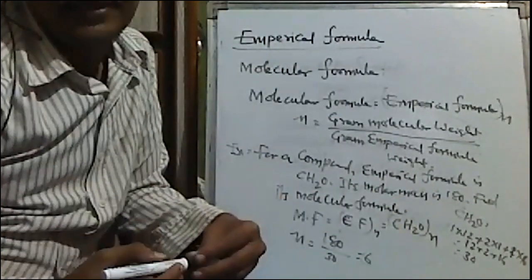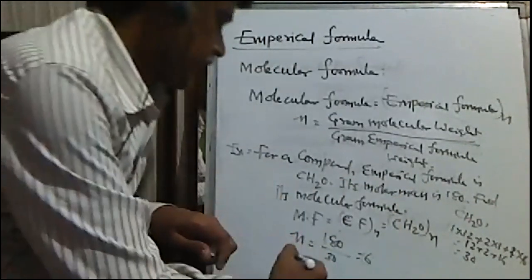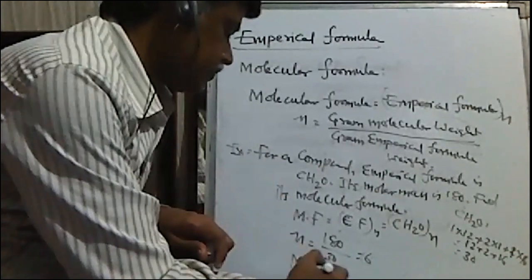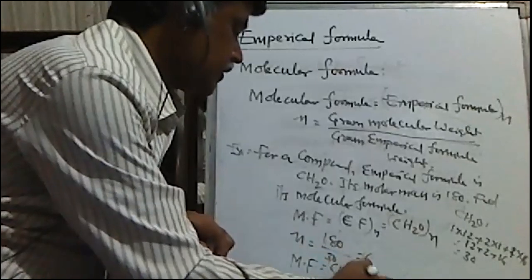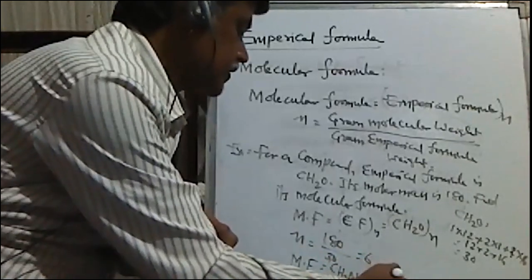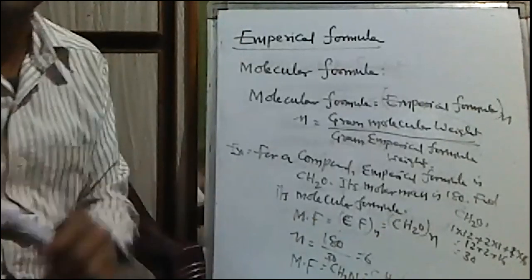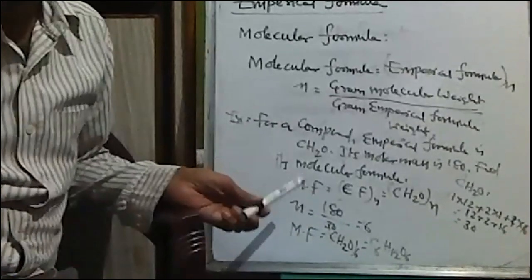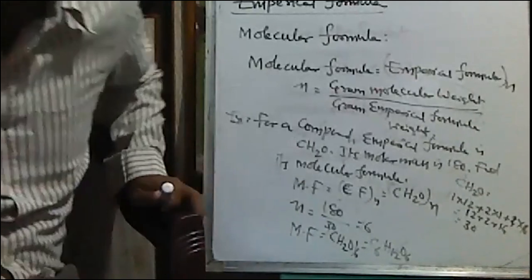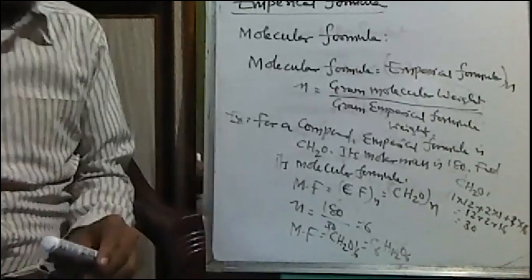Now the molecular formula is equal to CH2O taken 6 times. So the molecular formula is C6H12O6. So how did we arrive at this?